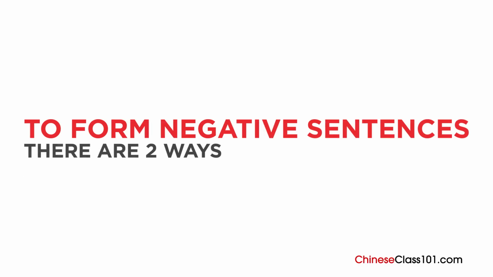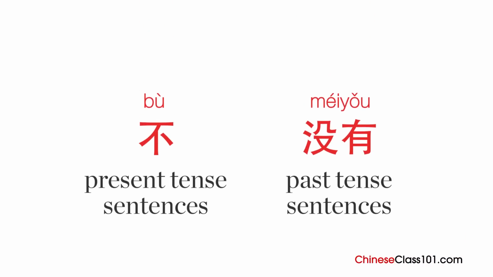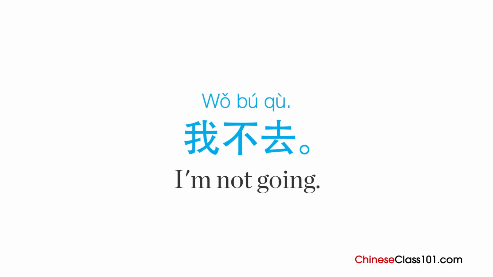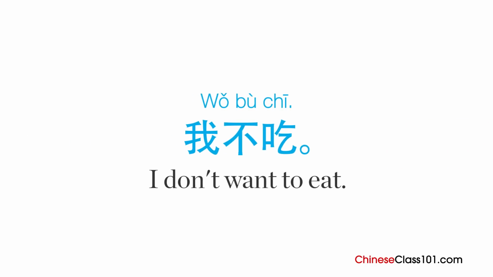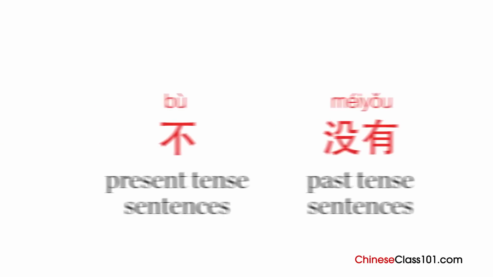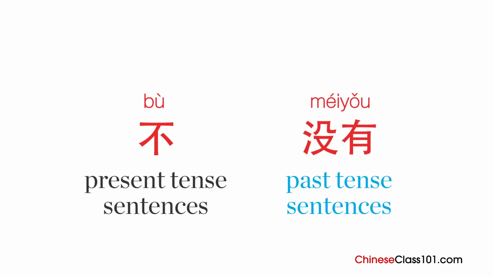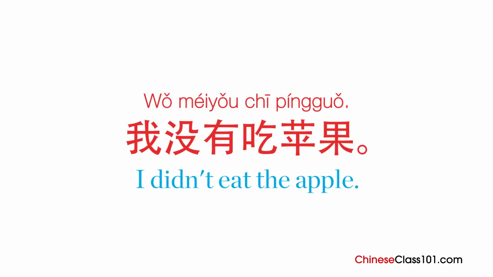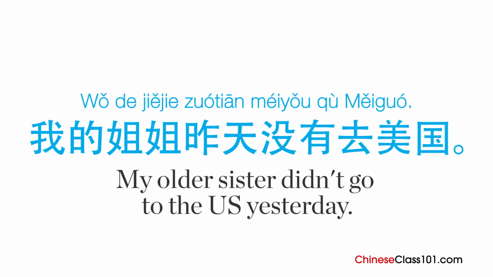To form negative sentences, there are two ways for two circumstances. You can use 不 or 没有。We use 不 in present tense sentences, or when you don't want to do something. 我不喜欢中文。I don't like Chinese. 我不去。I'm not going. 我不吃。I don't want to eat. We use 没有 in past tense, meaning didn't or haven't done something. 我没有吃苹果。I didn't eat the apple. 我的姐姐昨天没有去美国。My older sister didn't go to the US yesterday.